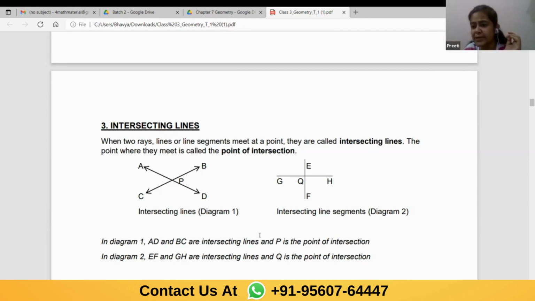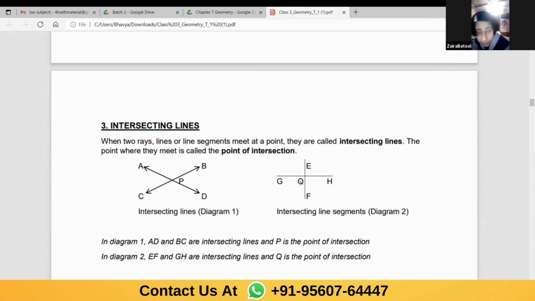See, there are two kinds of diagrams given here. In the first one, diagram 1, both the lines are slanting lines. Whereas in diagram 2, EF is a vertical line and GH is a horizontal line and Q is the point of intersection. So it could be any which way. It could be slanting, it could be a mixture of vertical and horizontal, because two horizontal lines will not be able to meet each other. That is the next thing that we will be doing, that is parallel.